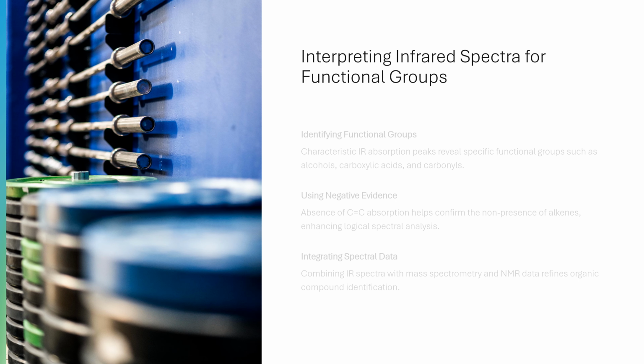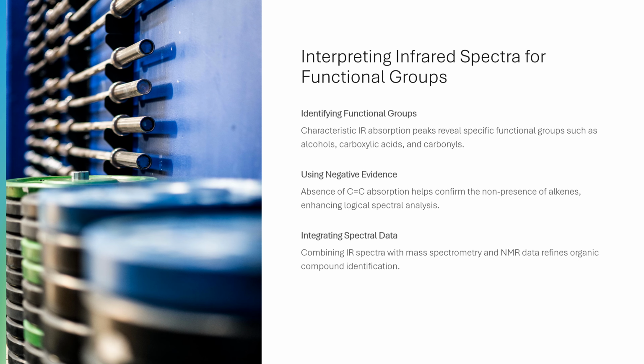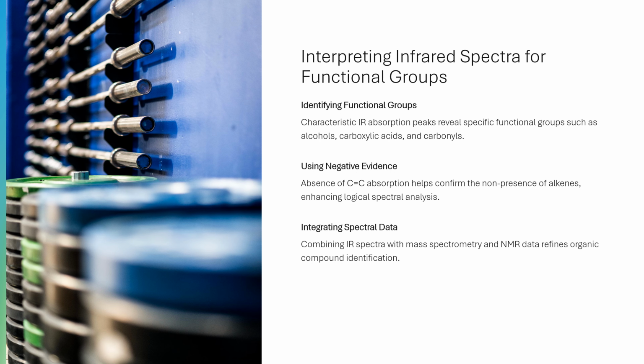Interpreting infrared spectra is a skill that requires careful observation and systematic analysis. One common task is distinguishing between alcohols, carboxylic acids, and carbonyl compounds. Alcohols show a broad O-H absorption, whereas carboxylic acids show an even broader O-H peak combined with a strong C=O absorption. Aldehydes and ketones both show C=O peaks, but aldehydes may also display a weak C-H absorption around 2700 to 2900 cm⁻¹.